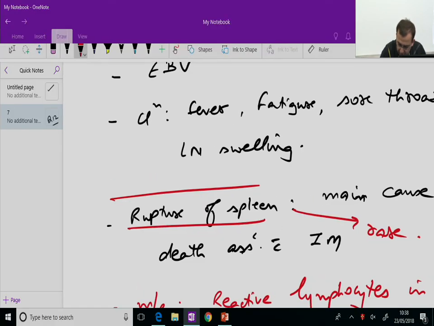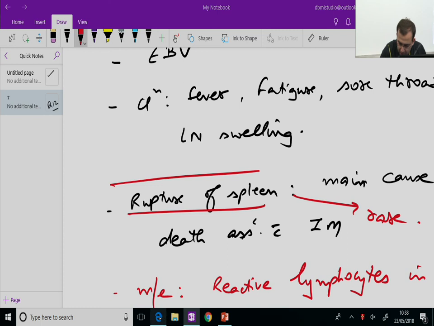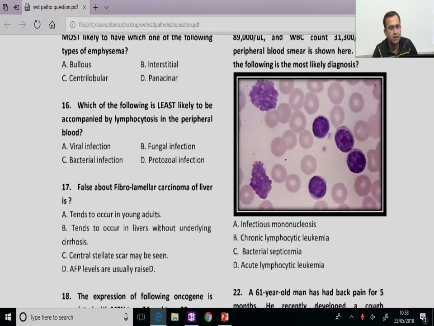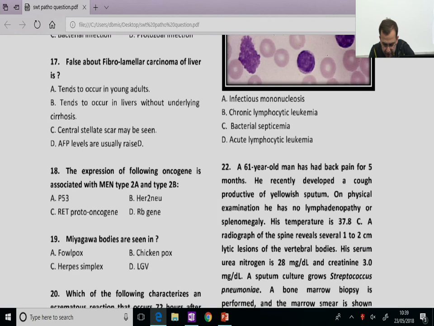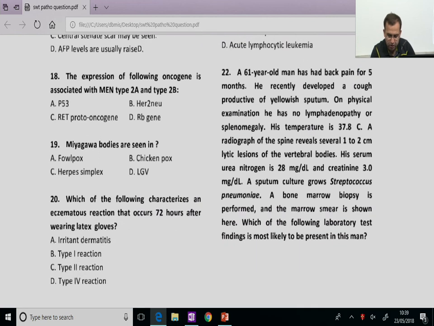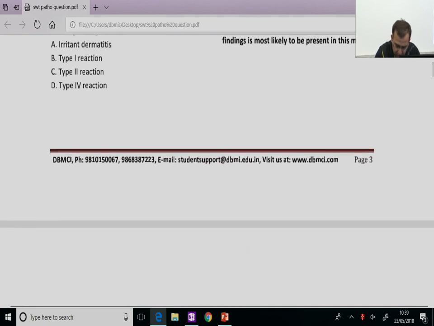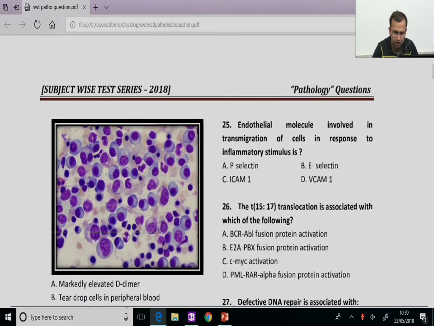So coming back to the question, we have seen all the images with the options. Infectious mononucleosis shows reactive lymphocytes, CLL shows mature appearing lymphocytes, bacterial septicemia shows shift to left with neutrophils, ALL shows blasts. Done. This gets us to the next question, which is an image based question. Before we go further, let us first have a look at the image. What does this show?